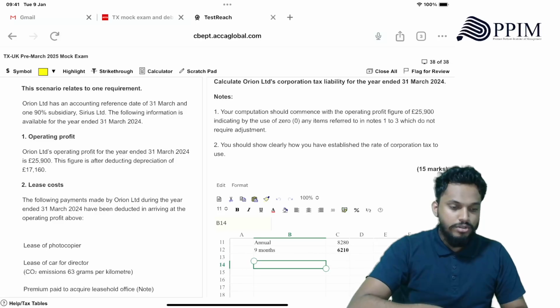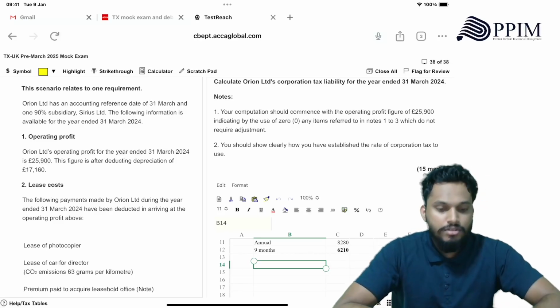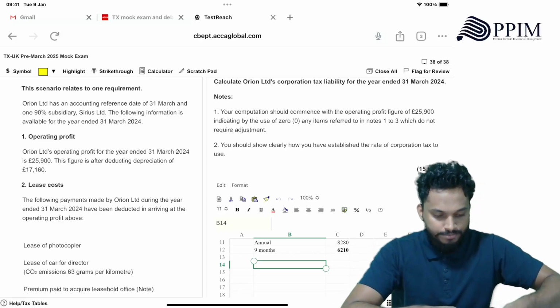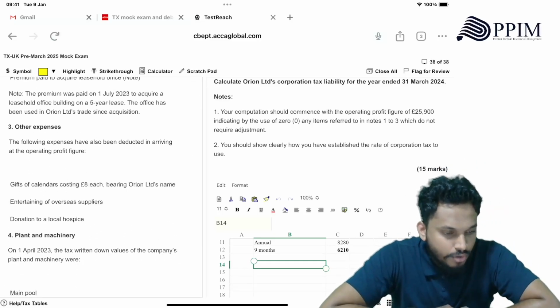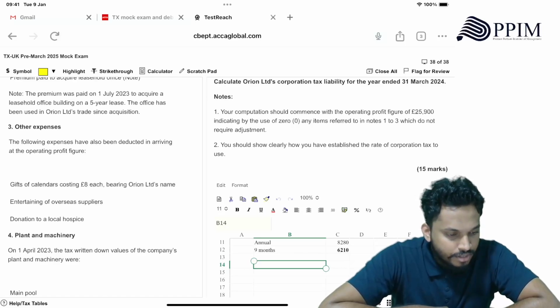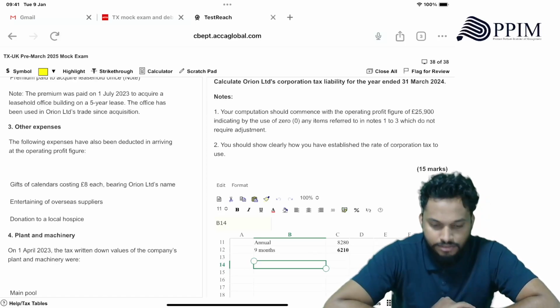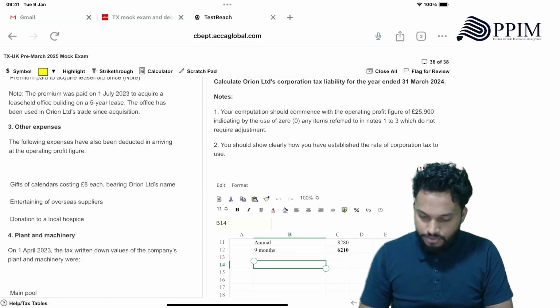Fine. So now we are done with the second, no? So then we have to go with the third one. The following expenses also have been deducted in arriving at the operating figure. So gift of calendars, allowable or disallowable?